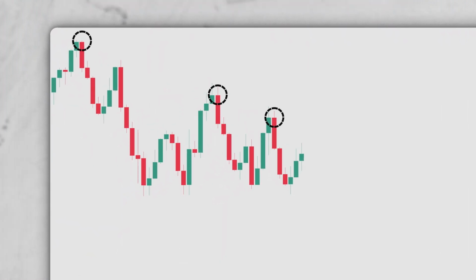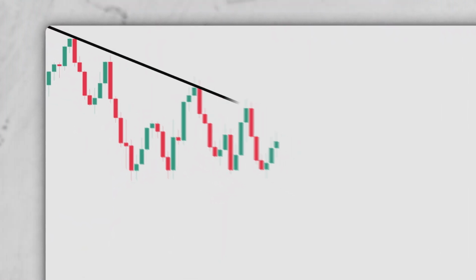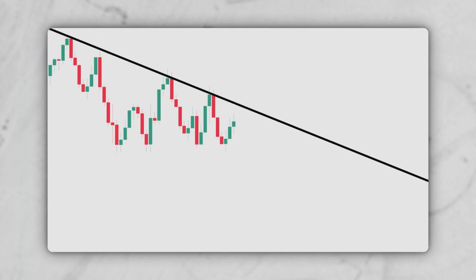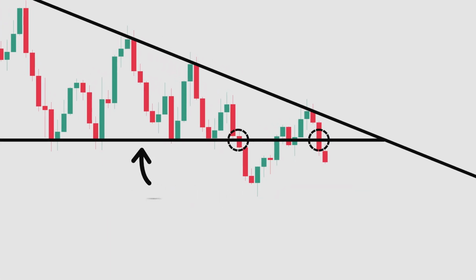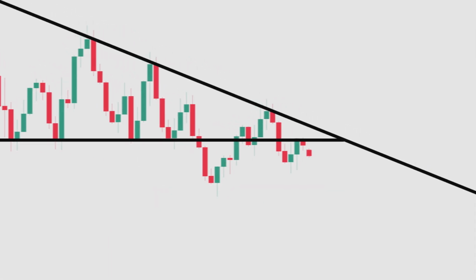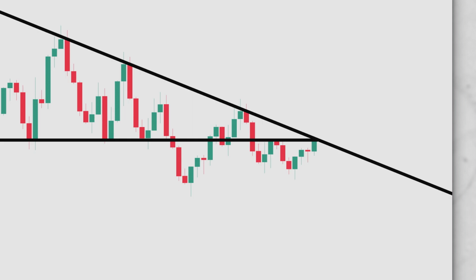On this chart, we can see a series of consecutive swing highs, which we use to draw a descending trend line. We can also see a support level that formed after multiple price reactions. Later, this level was broken and turned into resistance. Price then retraces back toward the trend line and reaches the area where the resistance level and the trend line intersect. At this stage, we do not enter the trade yet.